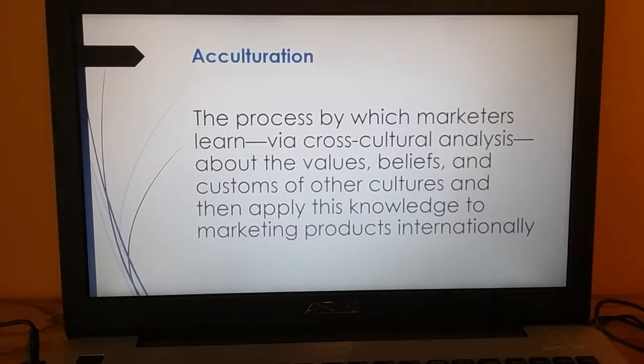Okay, acculturation we talked about before, a process by which marketers learn via cross-cultural analysis, which we've been talking about, the values, beliefs, and customs of other countries, of other cultures, and then apply it to marketing internationally. And that's very important, because if someone has a quote-unquote attitude towards another country, it can be very hard. You might need to market to them, you might need to dispel some of those myths.